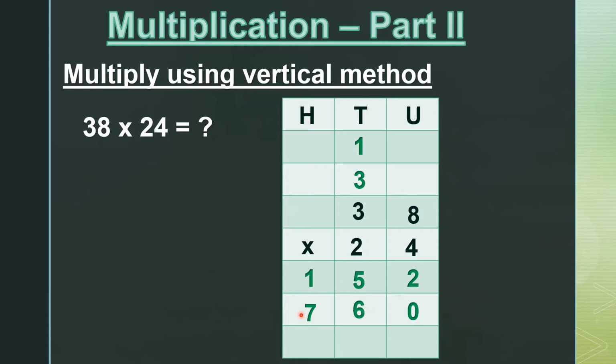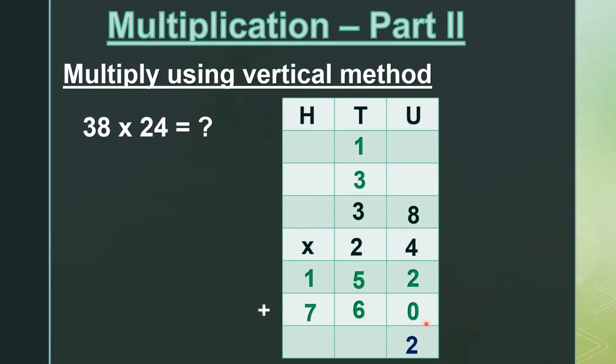Now we have got 2 answers, 152 and 760. When we multiplied 38 by 4 we got 152, and when we multiplied 38 by 2 we got 760. Now we have to add these 2 numbers.